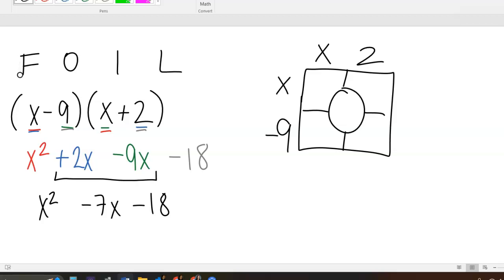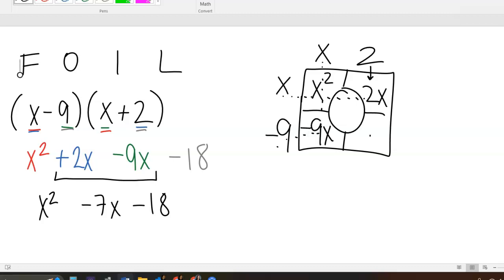So then in the top corner, we're going to go x times x, and it's really the same as the F in FOIL, the first two terms, okay? And then my inside and outside, that's going to be my opposite two corners. So here this is 2 times x, and they meet right here. So the 2 times x is going to go here, 2x. And then the 2 times negative 9, they line up again here. The x goes to here, and the negative 9 goes right here, so that's a negative 9x.